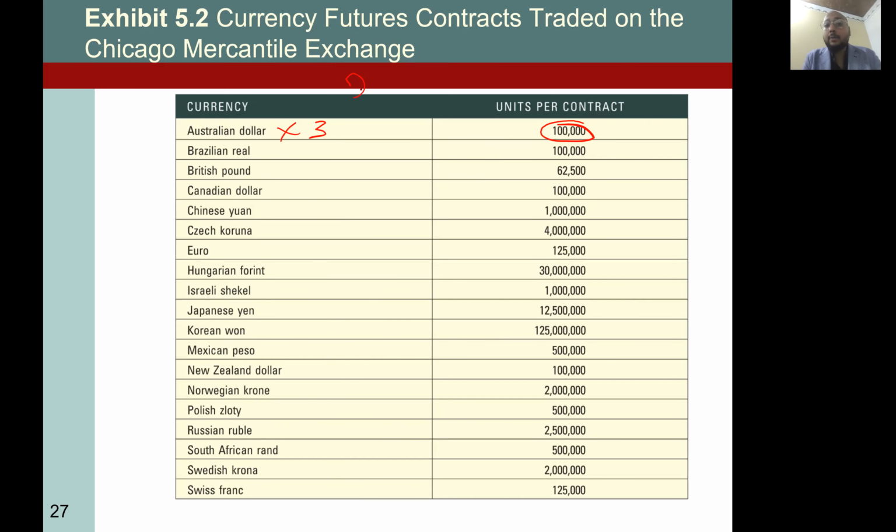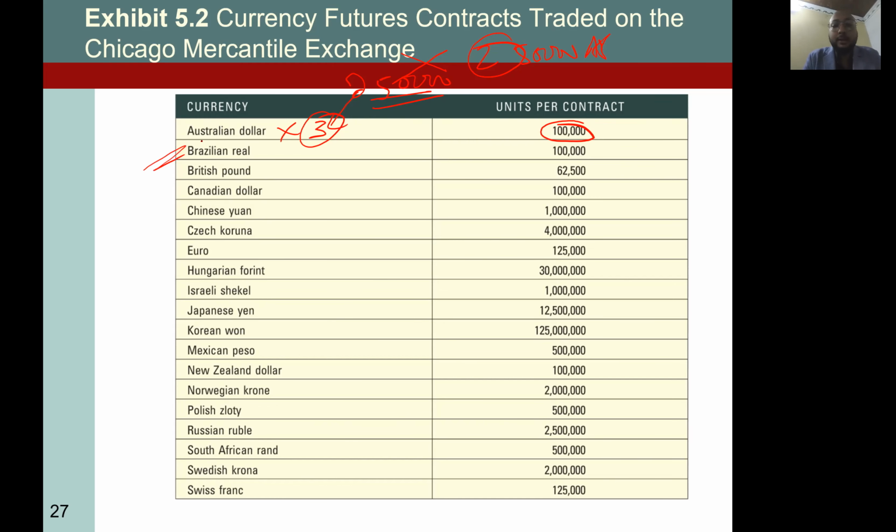If you have a requirement of $250,000, can you complete that? The answer is no. For that, either you need to buy 3 contracts or you need to buy 2 contracts. If you buy 3 contracts, you have bought 50,000 Australian dollars extra, or with 2 contracts, you are short of 50,000 Australian dollars, because these are standardized.